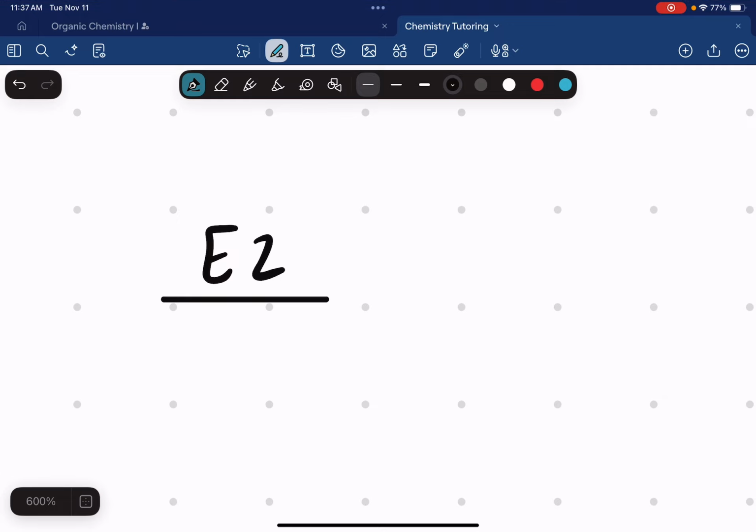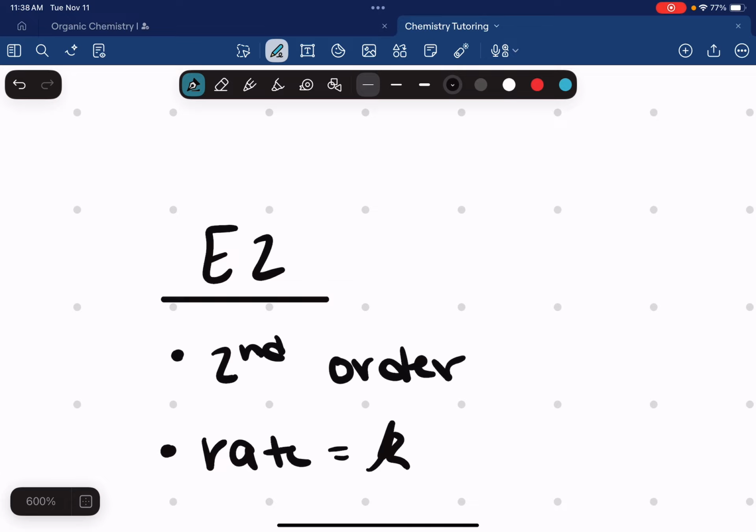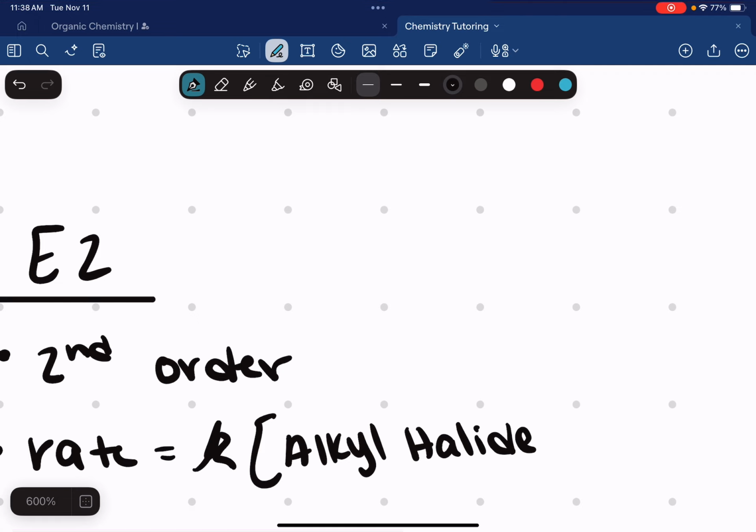E2 is kind of similar to SN2 in a lot of things. Like, it's second order. Right? So the rates are the same. Our rate's going to be our rate constant, our alkyl halide. But instead of nucleophile, it's listed as base.